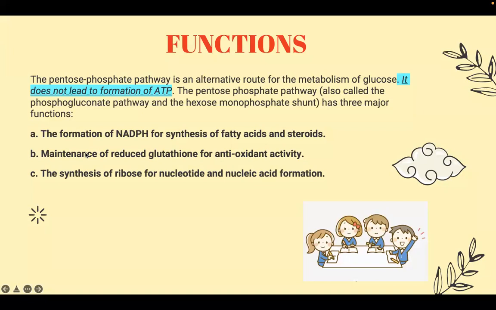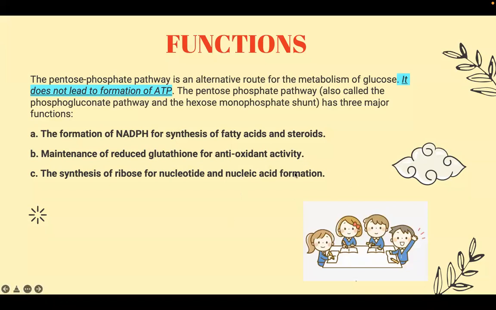Next, it functions as a maintenance of reduced glutathione for antioxidant activity. So yung mga glutathione natin, they serve as an antioxidant activity para hindi masira ng tuluyan yung mga cells natin. Okay, nagre-regenerate na mga yan, yung mga cells natin. So important na meron tayong mga substances such as your glutathione to reduce the breaking or yung tuluyang pagkasira ng ating mga cells. So that's why we will be needing this PPP as a maintenance of reduced glutathione for antioxidant activity. Last function of the PPP is the synthesis of ribose for the nucleotide and nucleic acid formation.